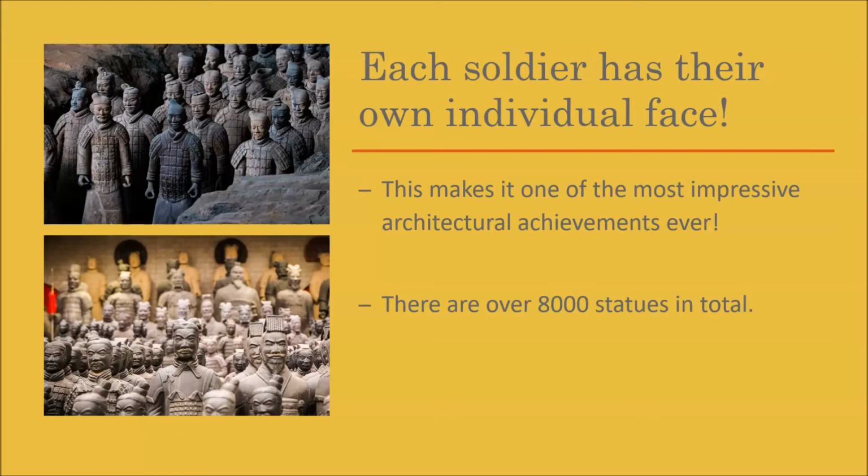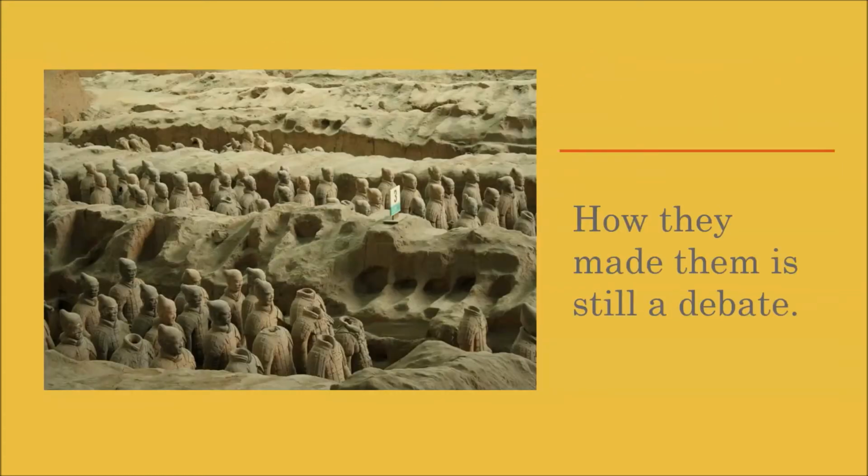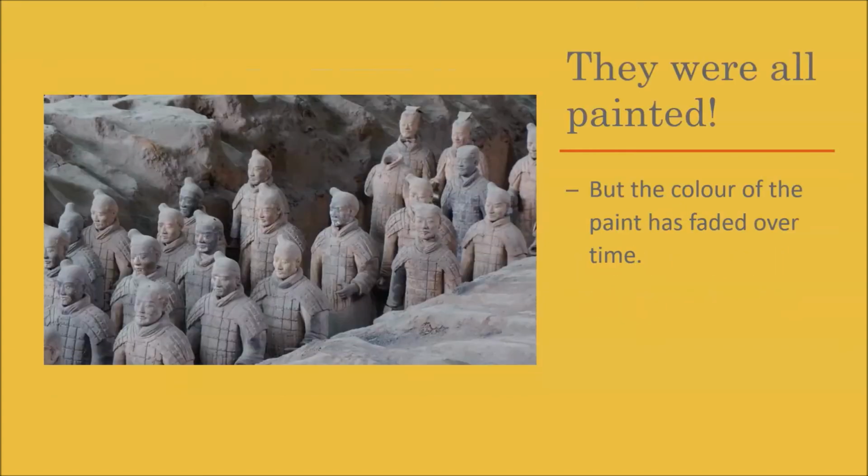So each soldier had their own individual face and features. So this makes it one of the most impressive architectural achievements ever. And there are over 8,000 statues in total. How they were made is still a debate. There were two ways that they could have been made, but for various reasons, including weather and climate and time constraints, it's still quite a debate on how they were actually made.